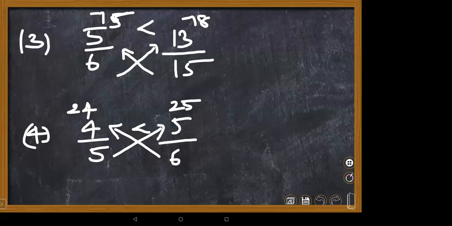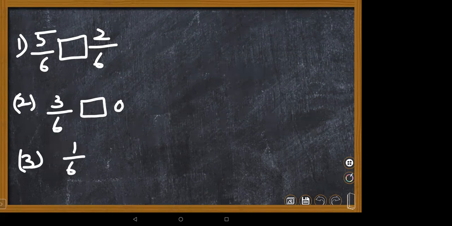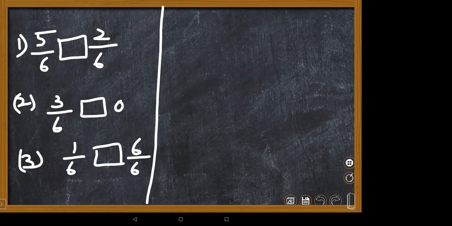Shall I give a few more sums for you? Yes, ma'am. Come on, children, now your target. Please complete quickly so that we can go. Ma'am, now give addition sums. Addition we will go a little later. If you are perfect with this concept, you can do many things. You need to compare these two like fractions. Second one is 3 by 6 and 0. Compare which is greater and which is smaller. And 1 by 6 and 6 by 6. Then 8 by 6 and 5 by 6.